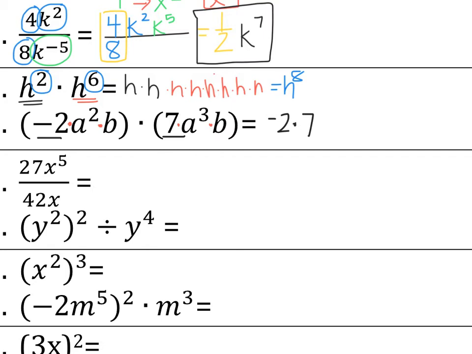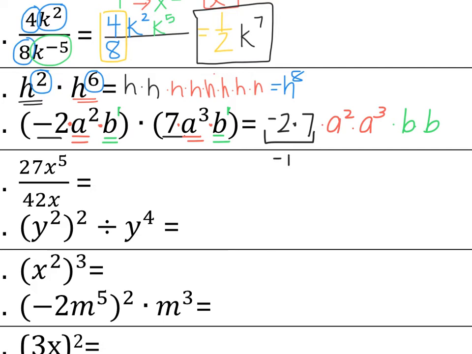Then I'm going to look for other bases of a, and I have an a squared and an a to the 3rd, so that's a squared times a to the 3rd. And then I have a b here and a b here, and they don't have an exponent, so we're going to give it a 1. So that means b times b. We'll work out each part individually.